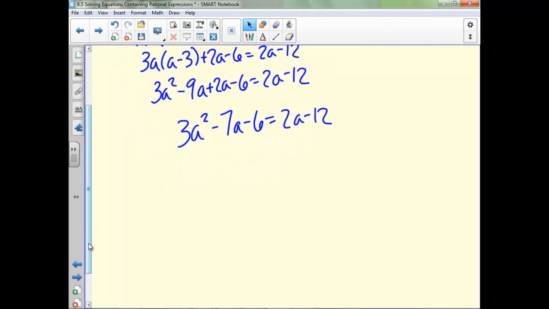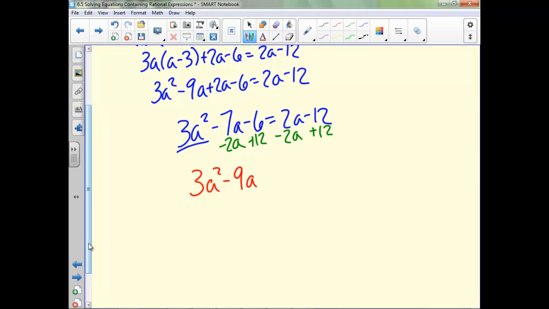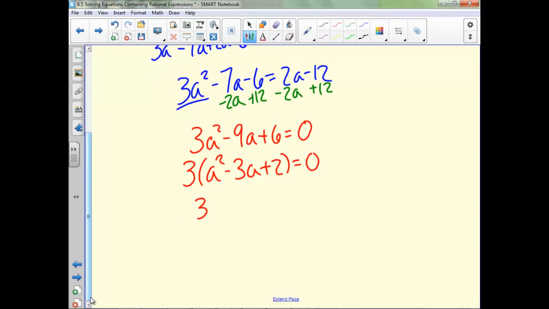Now remember from last chapter, if we had a squared term, in order to solve the equation we'd have to factor, and in order to have it factor, we have to have it equal to 0. So let's go ahead and get this equal to 0 by subtracting our 2a and adding our 12. We can factor a 3 out. And then this will factor into 3 times a minus 2, a minus 1.